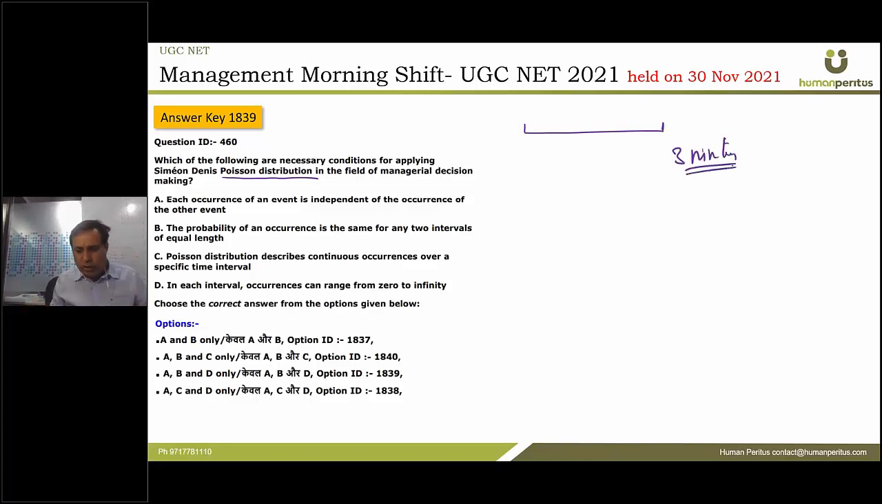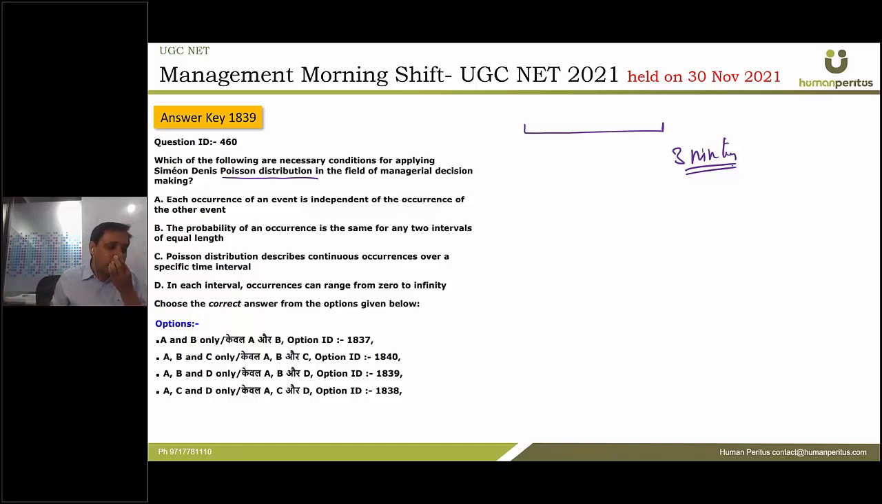Now there are various properties of Poisson distribution. For example, the probability will be the same, whichever interval of 3 minutes you take. Second, the probability in any given 3 minutes is independent of the probability in any other window or any other bracket of 3 minutes.